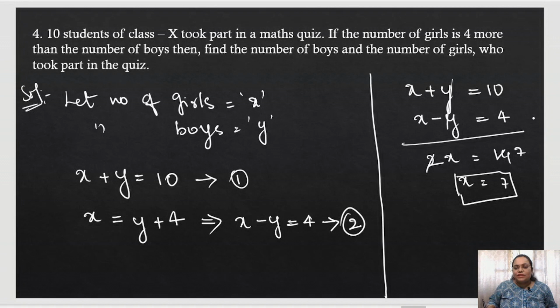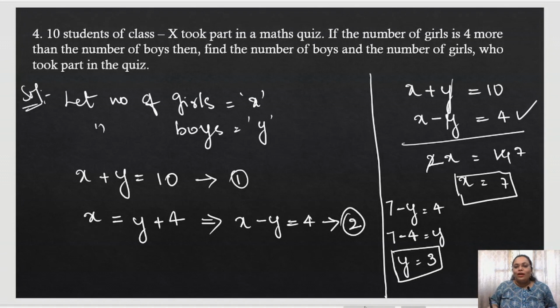So let us substitute x is equals to 7 in equation number 2. So 7 minus y is equals to 4. So 7 minus 4 equals to y. You will get y is equals to 3. Okay, so you have got x is equals to 7 and y is equals to 3. That is, number of girls who took part in the quiz is 7. Number of boys who took part in the quiz is 3.